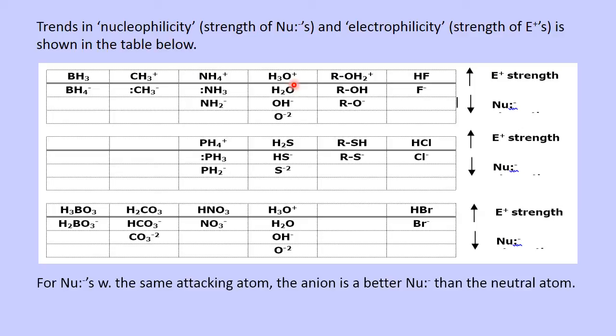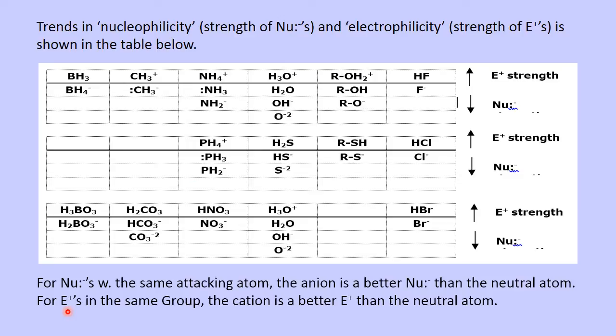And in fact, the oxygen in hydronium is not a nucleophile at all. It cannot lose its second pair of electrons. In fact, hydronium ion is exclusively an electrophile. So for nucleophiles with the same attacking atom, oxygen in this case, the anion is a better nucleophile than the neutral atom. Here's another example. We have amide. The nitrogen has a -1 charge. That would be a much better nucleophile than ammonia, which is a neutral nucleophile. And ammonium cation wouldn't be a nucleophile at all. In fact, it's an electrophile because the nitrogen no longer has a non-bonded pair of electrons.